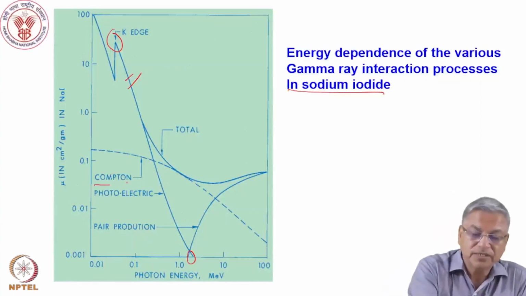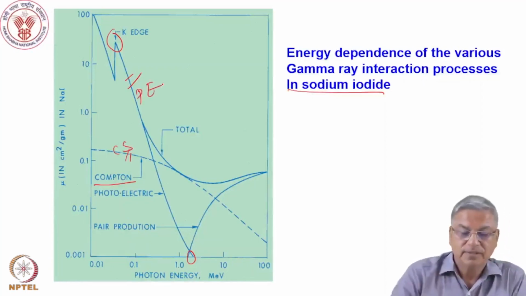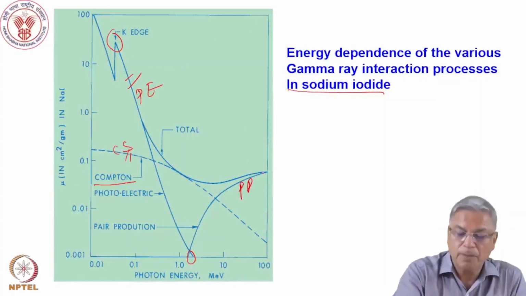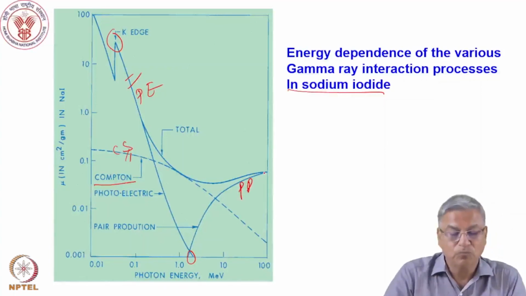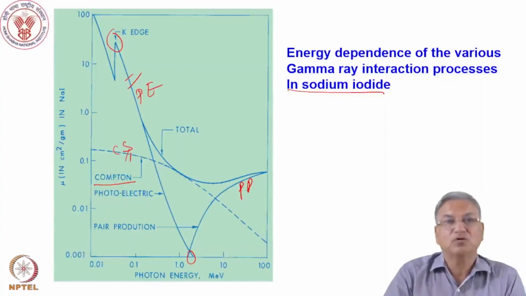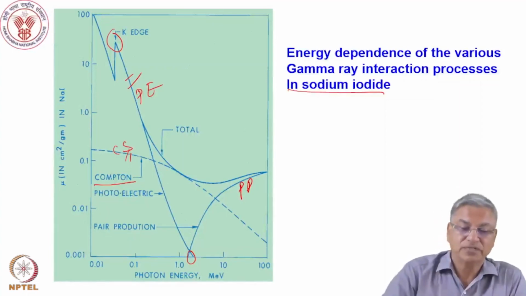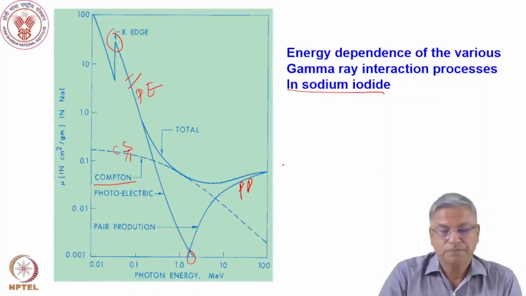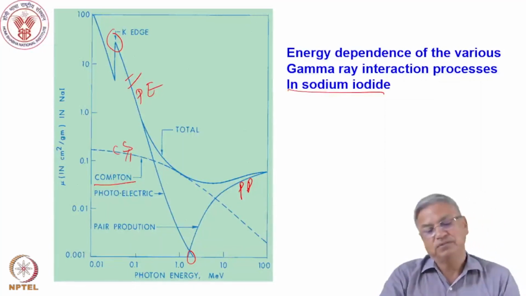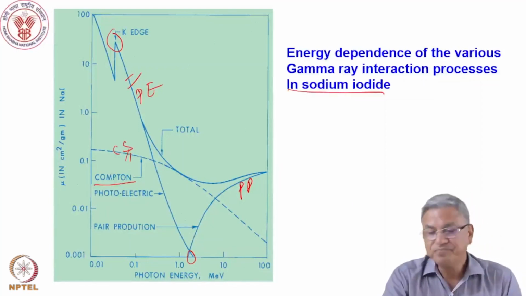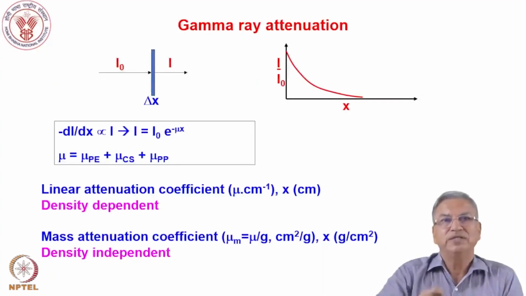Then the Compton scattering, you can see here. This is the photoelectric effect, coming down as 1 by E, and the pair production is going up beyond 1.02 MeV. The net result of these processes is that the cross section for the whole interaction will come down and then again start going up. So this is the way the gamma ray photons will interact with the medium.